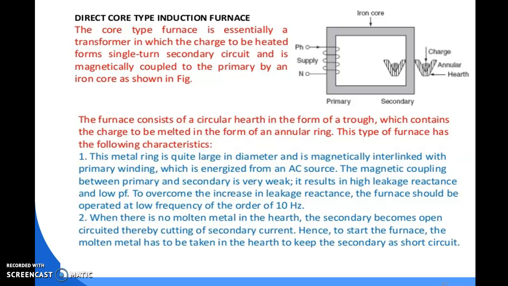The furnace consists of a hearth, called the annular hearth, in the form of a trough, which contains the charge to be melted in the form of an annular ring. That means the charge is heated. When it is heated, it will melt in the form of an annular ring. This type of furnace has the following characteristics.